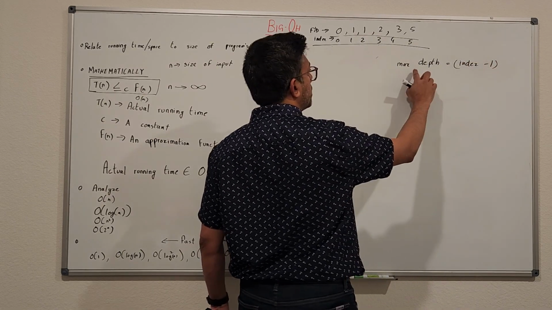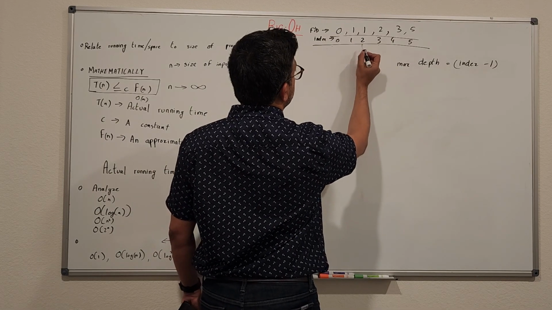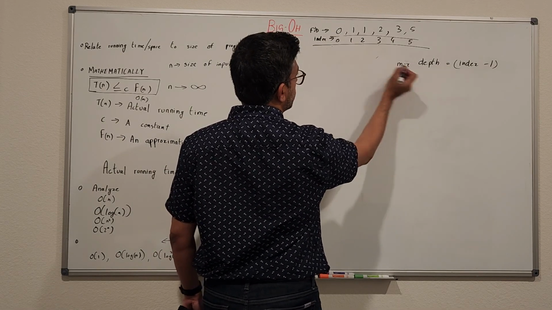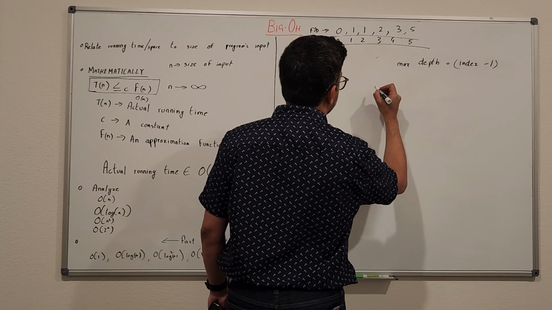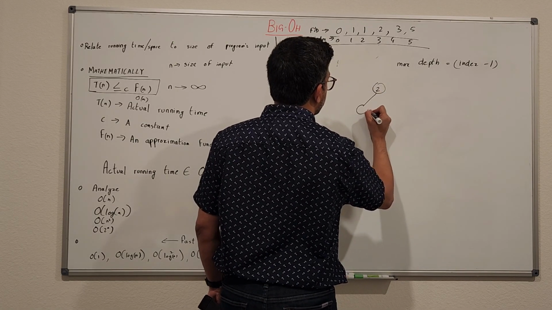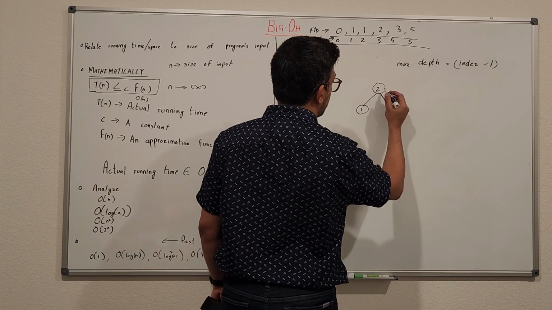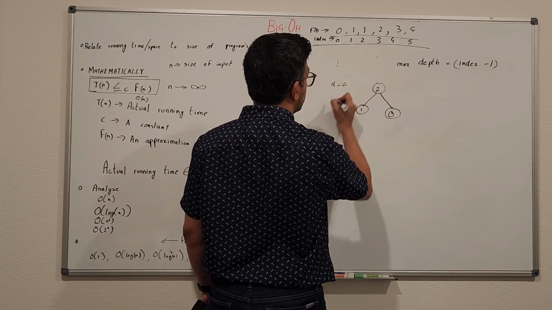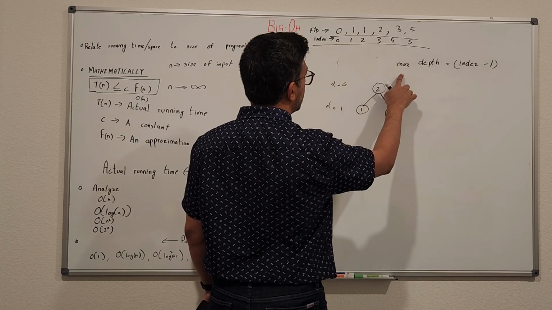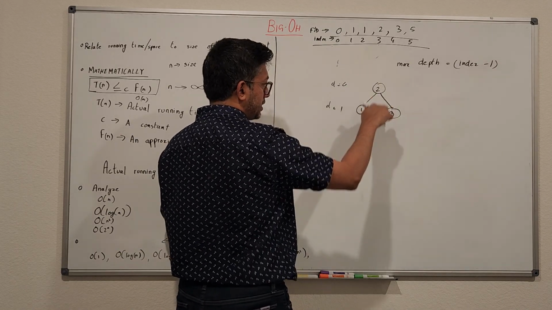So this is my claim: the max depth is index minus 1. Let's say another example. Index 2. I'm saying for index 2, the max depth will be 1. Let's try. For 2, the Fibonacci is Fibonacci of 1 plus Fibonacci of 0. So you see the depth is 0, depth equal to 1. And what I claimed is max depth is index minus 1. So 2 minus 1 is 1 and max depth is 1.